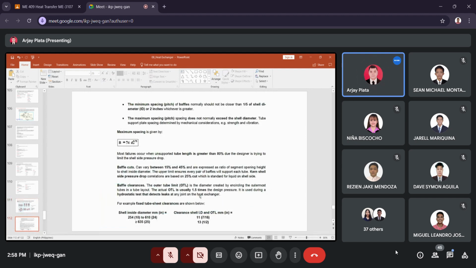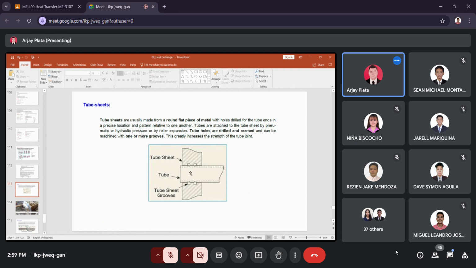So we have tube sheets. It holds the tubes in place. They are usually made of a round flat piece of metal with holes drilled for the tube ends in a precise location and pattern relative to one another. Tubes are attached to the tube sheet by pneumatic or hydraulic pressure or by roller expansion. Tubes are drilled and reamed and can be machined with one or more grooves. This greatly increases the strength of the tube joint.